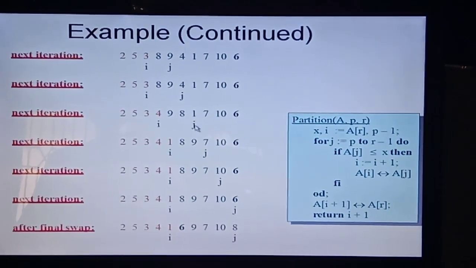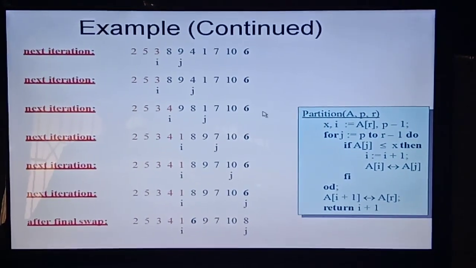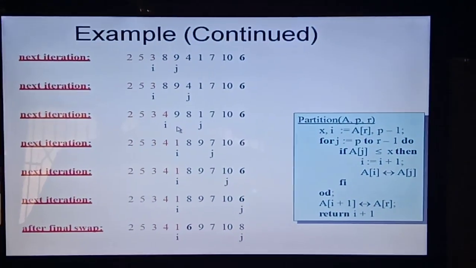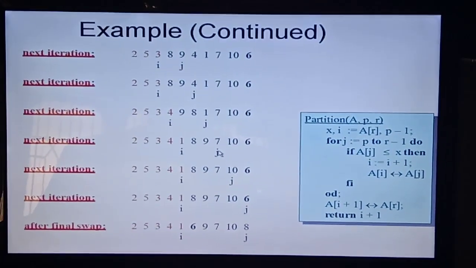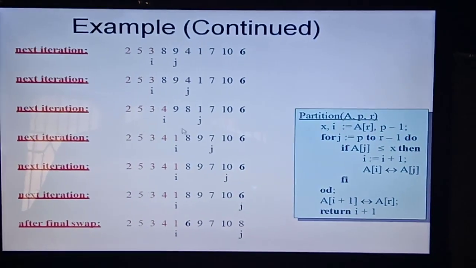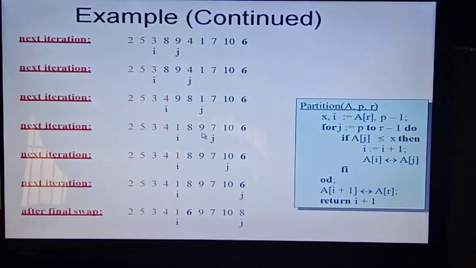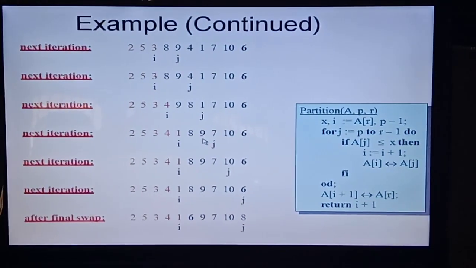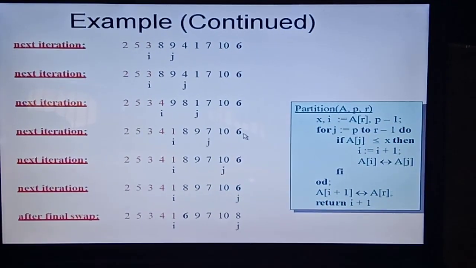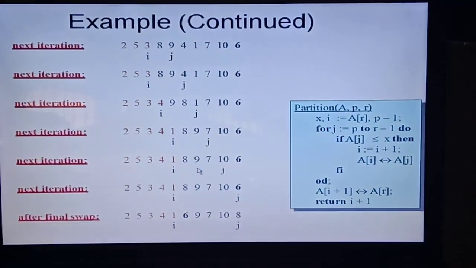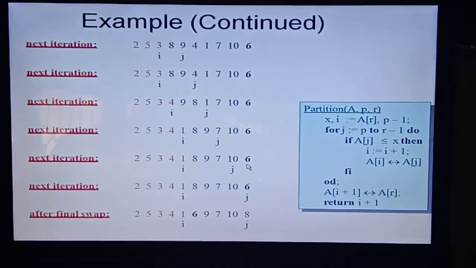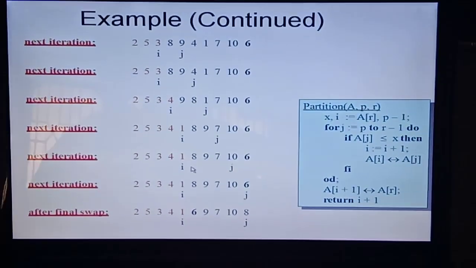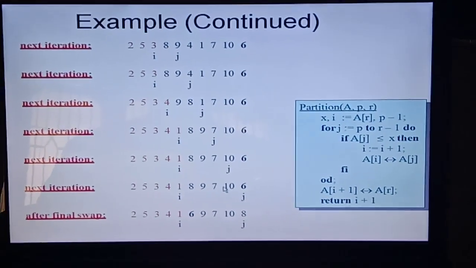And j goes to 1, and again 1 is less than 6. So increment i to 9 and swap 9 with 1. And next j is 7. 7 is greater than 6, so no swapping, no incrementation. And j moves to 10, and 10 is greater than 6. No swapping, no incrementation. And the end of the list is reached.